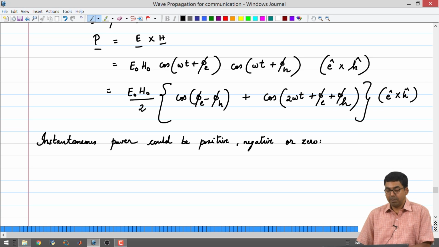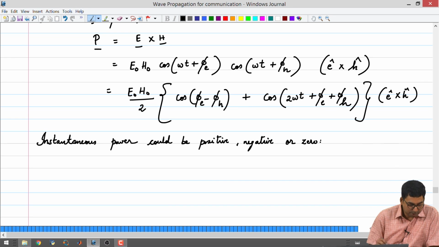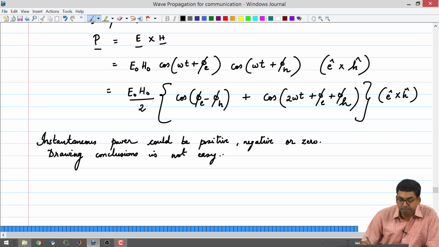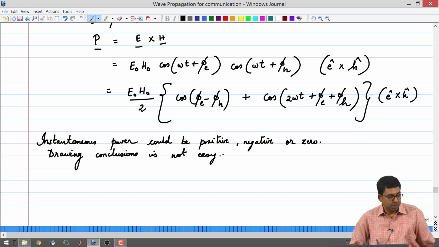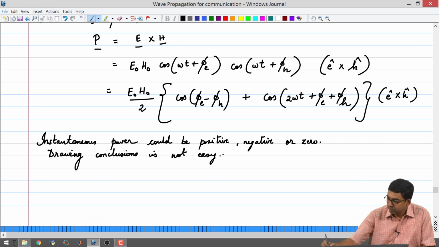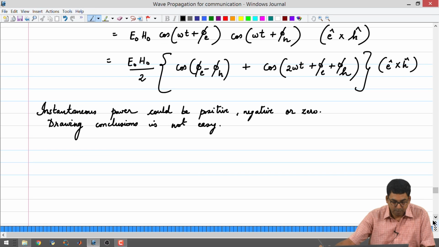Instantaneous power could be positive, negative or 0, which means that drawing conclusions is not easy. Then what other option do we have?